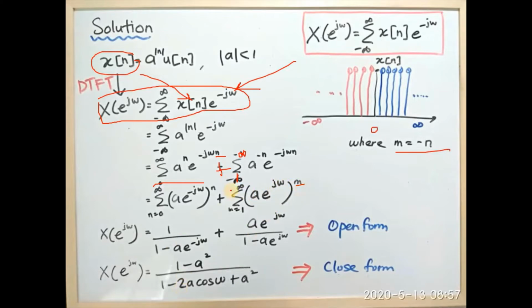Solving this equation, you will get 1 over 1 minus a e^(-jω), plus a e^(jω) over 1 minus a e^(jω). The first form here is called the open form, and when you combine and solve it, you will get the closed form value.